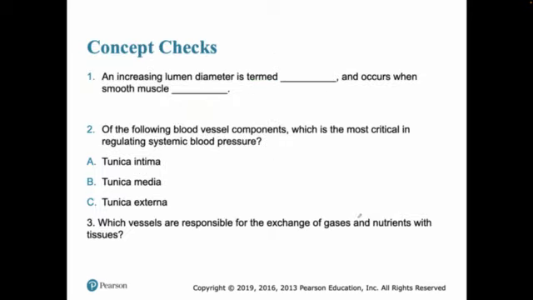Question for you: an increasing lumen diameter is termed as, so we learned two terms, vasodilation and vasoconstriction. If the lumen is increasing in diameter, that is called vasodilation, and it occurs when the smooth muscle is relaxing, the tunica media is relaxing. When we're talking about smooth muscle, that means we are talking about tunica media.